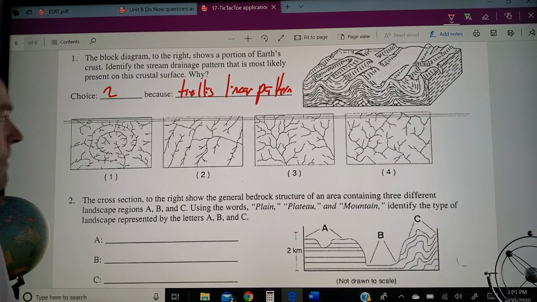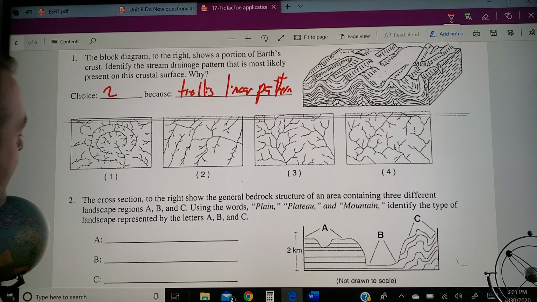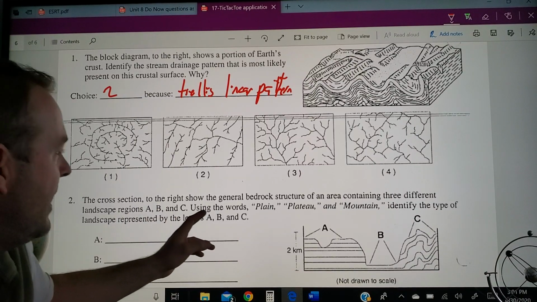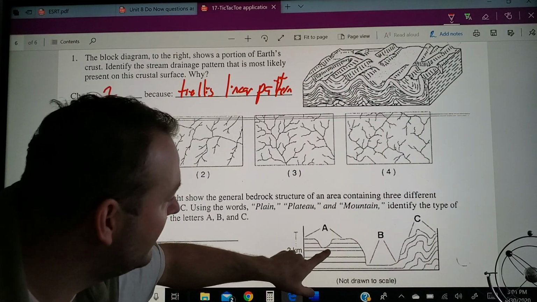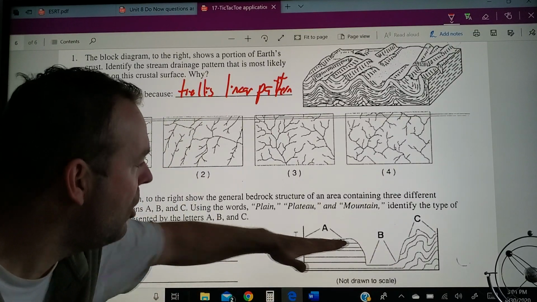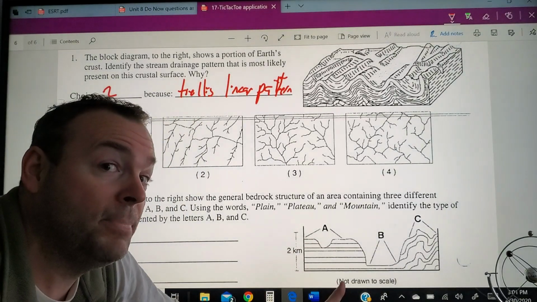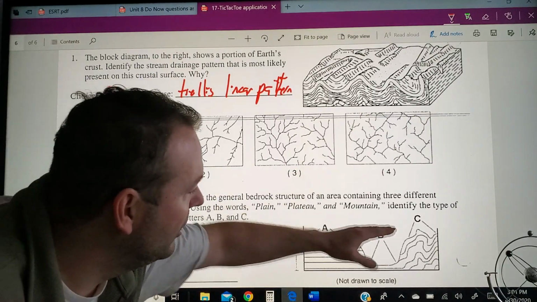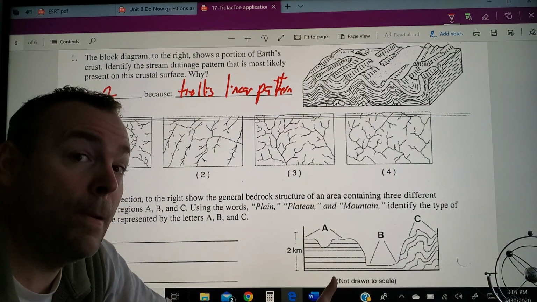The second one there, those are T's, by the way. The cross section to the right, asking you what's what. So what kind of landscape is this, this, and this? Well, this is a high elevation with horizontal structure. That's a plateau. This is a low elevation, got to be your plain.